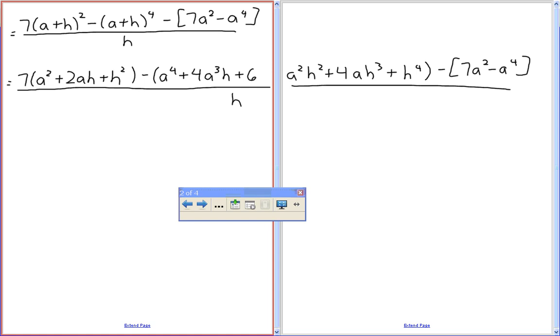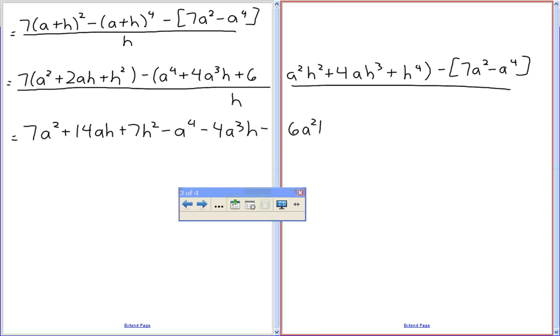Well, you have to put 7 to the first bracket. And you have to put the negative a to the second one. Good. 7a squared plus 14ah plus 7h squared minus a to the 4th minus 4a cubed h minus 6a squared h squared minus 4ah cubed minus h to the 4th, minus 7a squared plus a to the 4th, all over h.